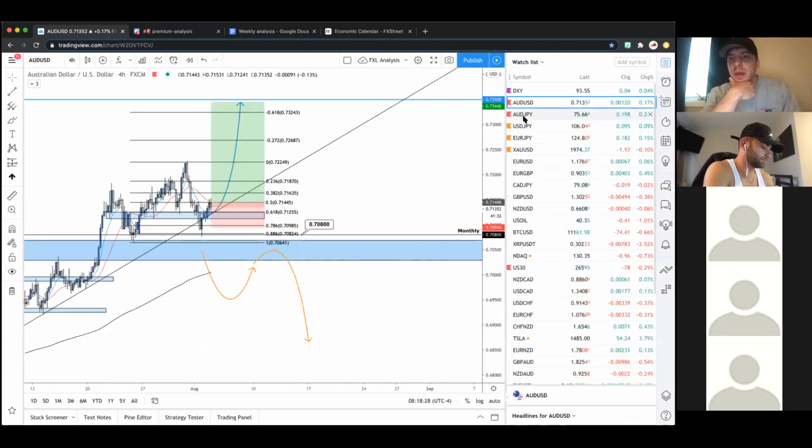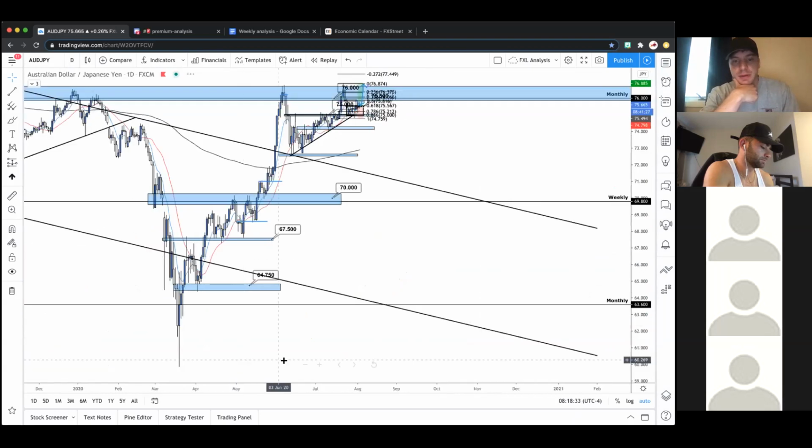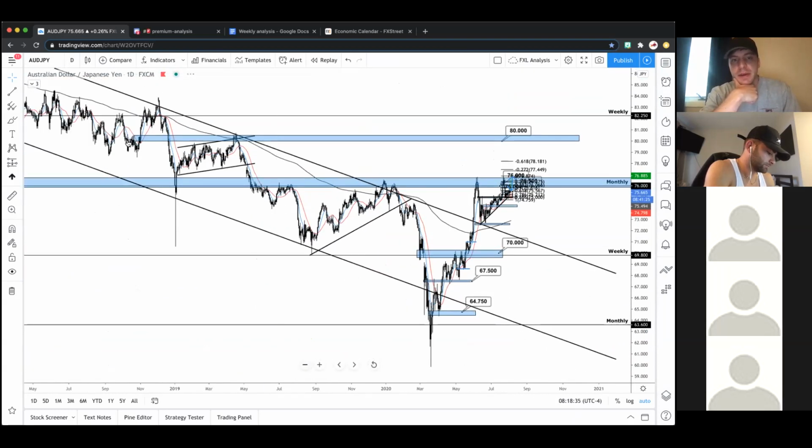Let's keep going. Move on to AJ here. Daily time frame, same thing. Get that one look. Very bearish overall. Super, super bearish.